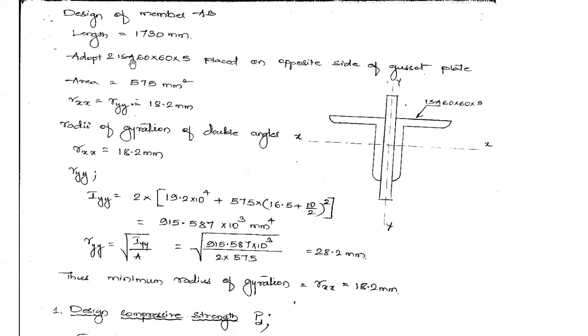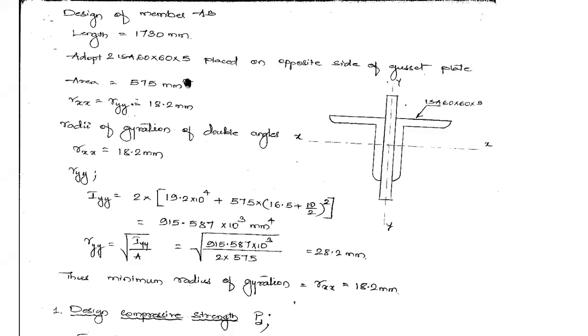So how did I decide these members? On a trial basis, I'll at least provide a member which can accommodate a bolt of 16 mm diameter. For 16 mm, 18 mm will be the bolt hole diameter. So this leg which will be connected to the gusset plate should be sufficiently wide enough so that it can accommodate an 18 mm diameter bolt hole in it. If I use 60 by 60 by 5, that will be sufficient for me.